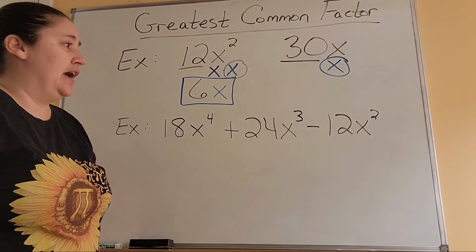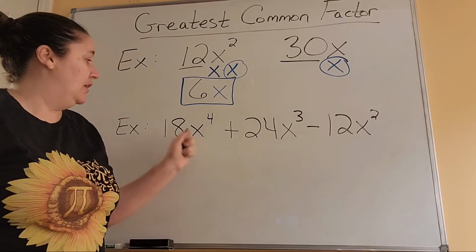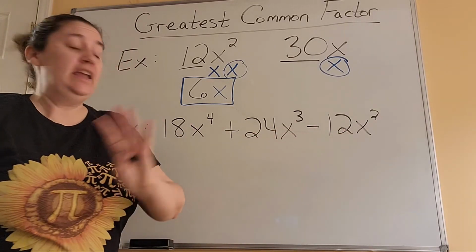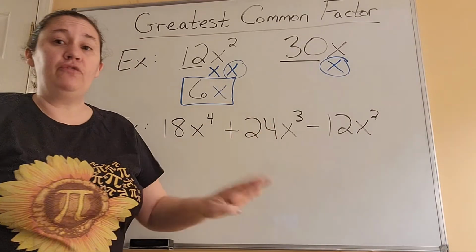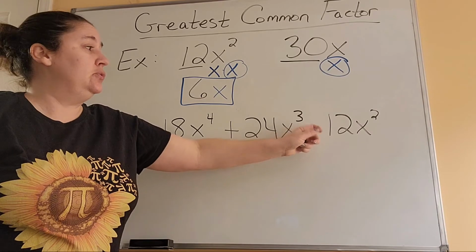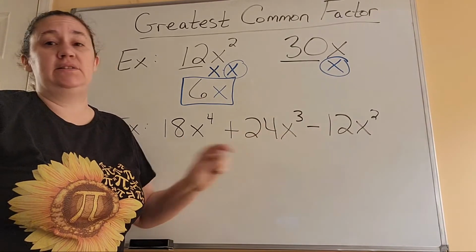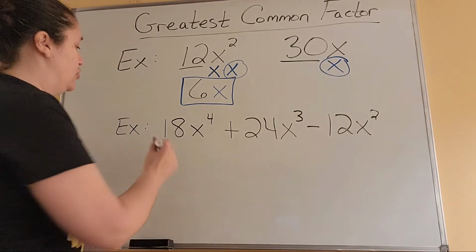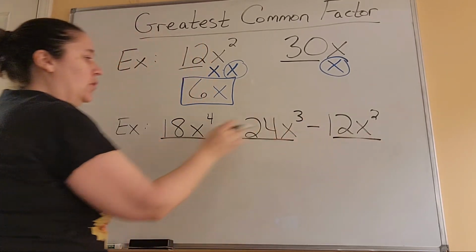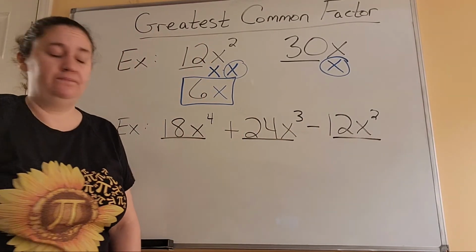So let's find the greatest common factor of these three terms. First of all, ignore the signs. When you're finding greatest common factor, you don't use negative numbers. So you can ignore these plus and minus signs. They're not important. You're just looking at the three terms. Ignore the plus and minus signs.